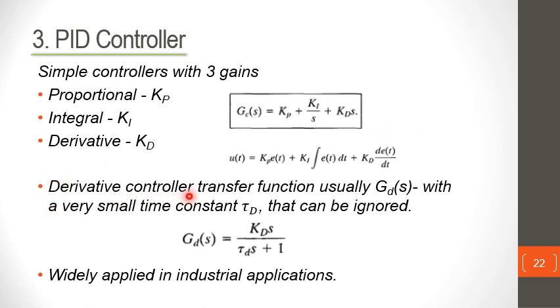The derivative controller transfer function is usually this particular one. KD S is usually given with a small time constant tau as KD S divided by tau S plus 1, where tau is much smaller than any other time constants of the process, so it's normally ignored. So instead of just writing KD S, this controller is normally presented as KD S over tau S plus 1.